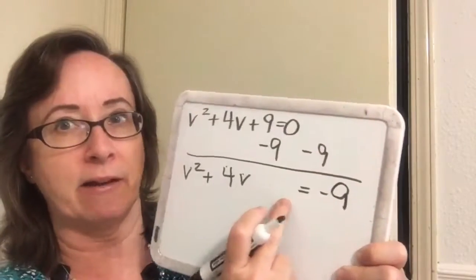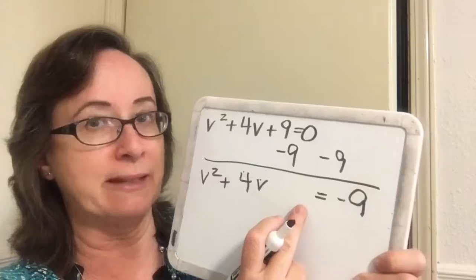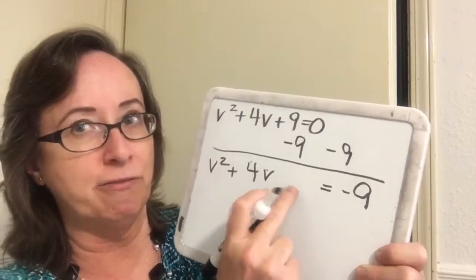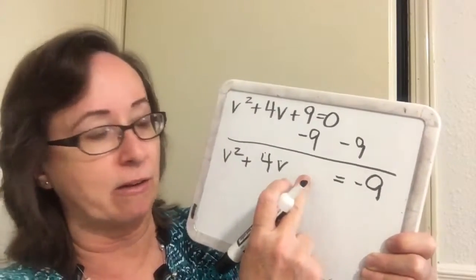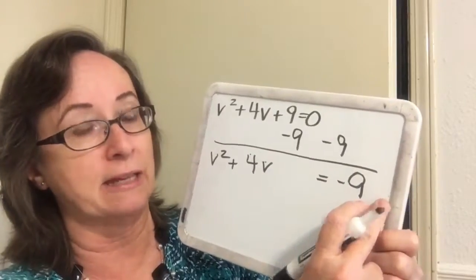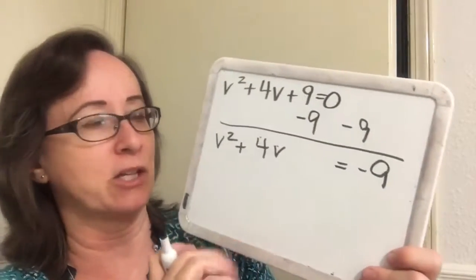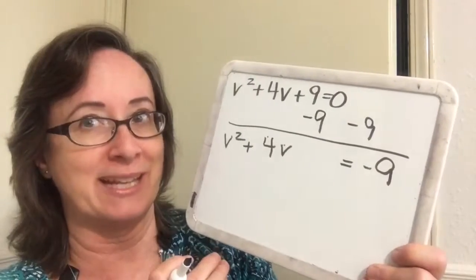Now I'm going to leave a space here because I'm going to complete the square. And when I find the number that needs to be added here, I will also add it on the other side because I don't want to change my equation. I want to get it in a new form so that it's easier to solve.